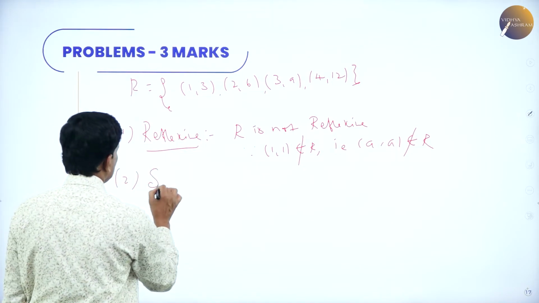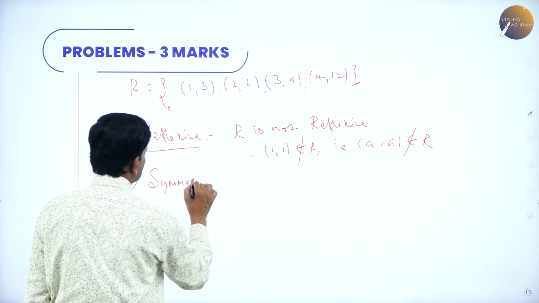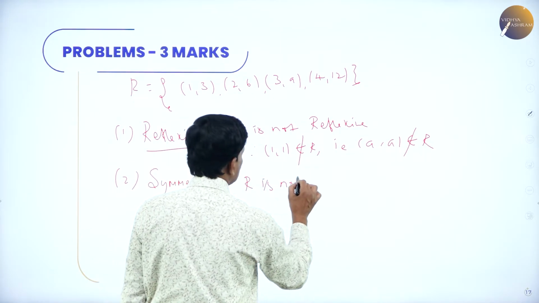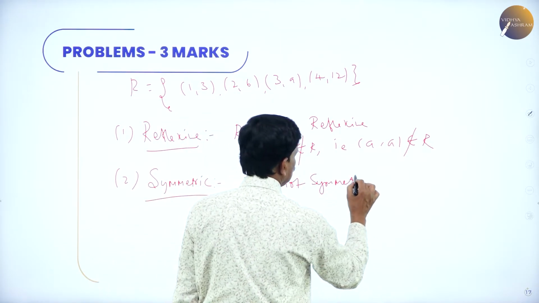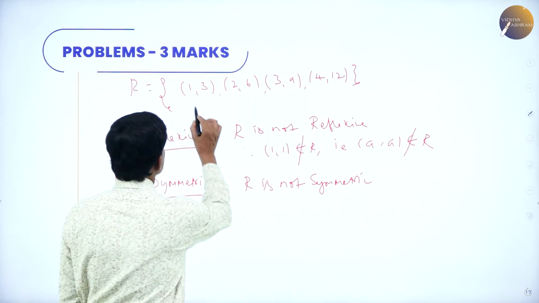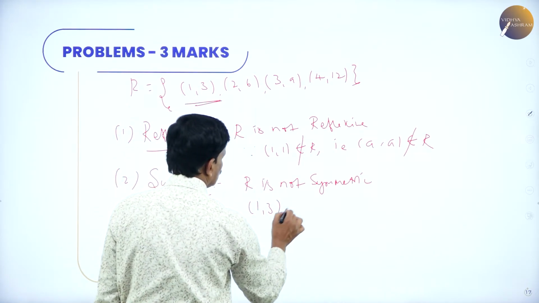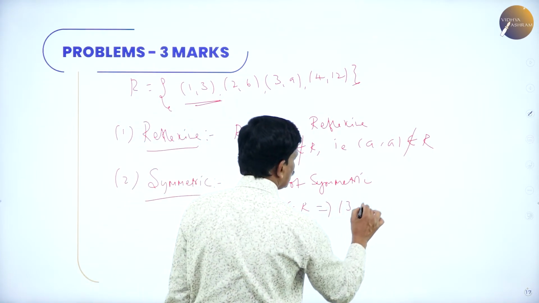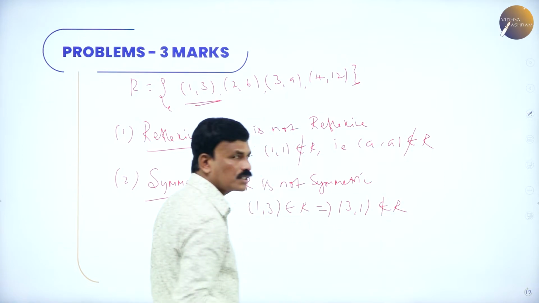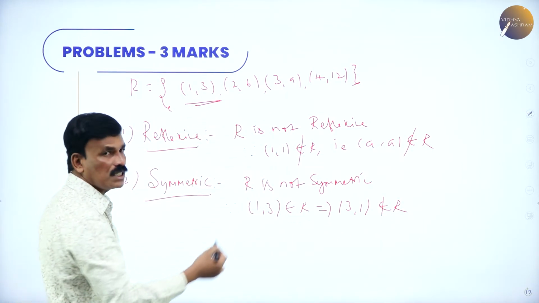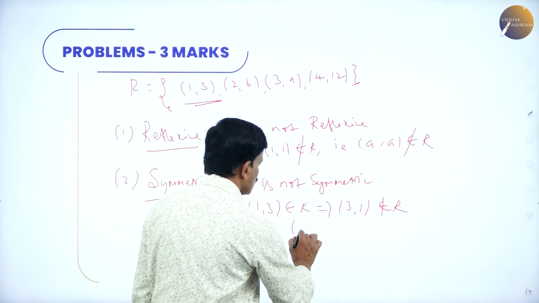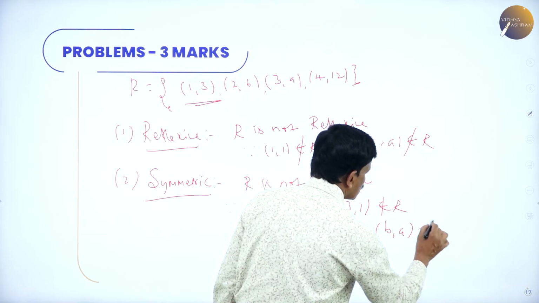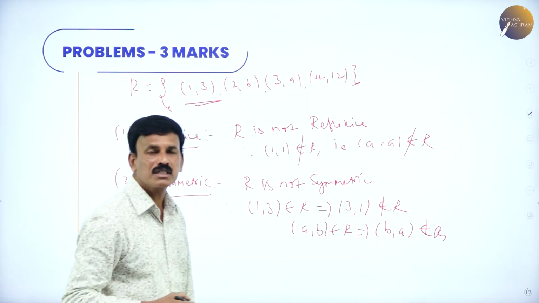Second one, symmetric. R is not symmetric because 1 comma 3 belongs to R. Since 1 comma 3 belongs to R, it implies 3 comma 1 does not belong to R. Right. See, 1 comma 3 is there but 3 comma 1 is not there. So that is, A comma B belongs to R, implies B comma A does not belong to R. So R is not symmetric.